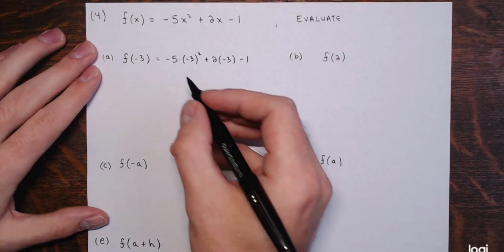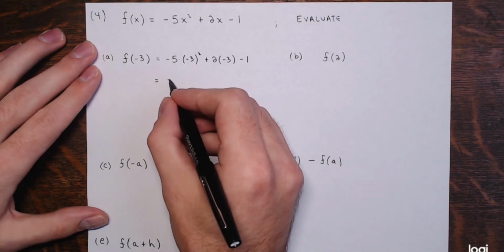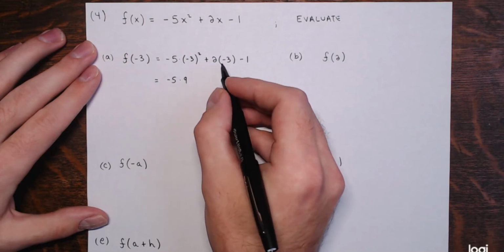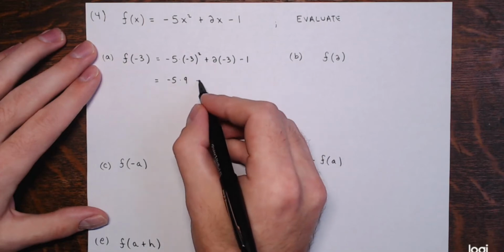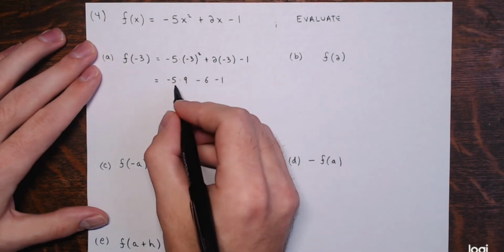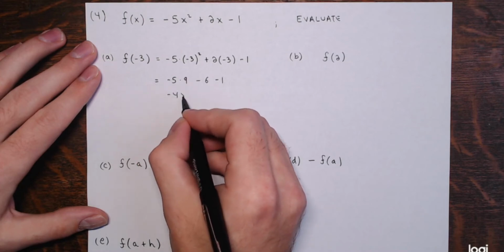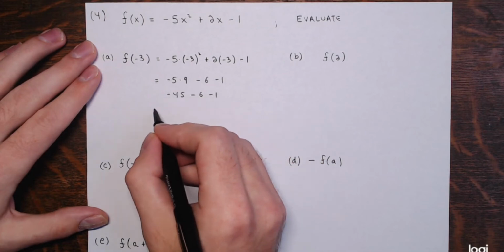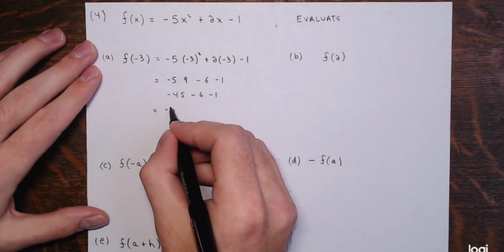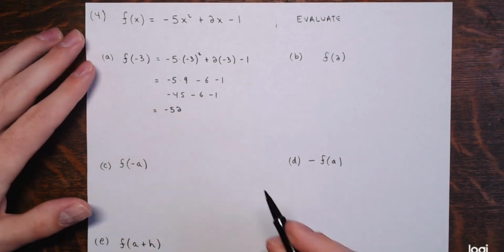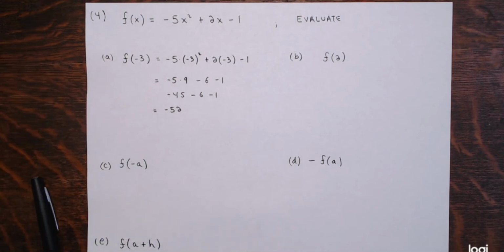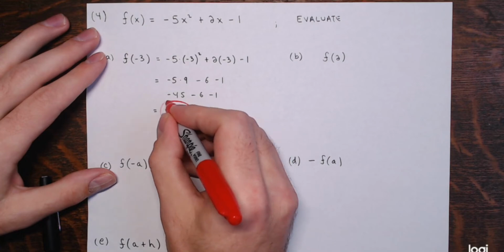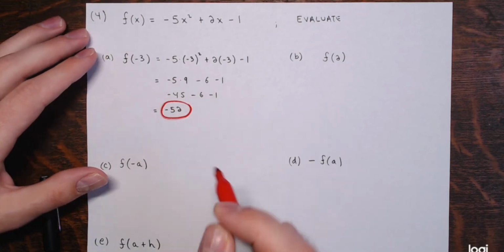And then we simplify, right? This is -5 times 9. Remember, you do powers first. -3 squared is +9. Then you start multiplying. 2 times -3 is -6, then -1. Then this is -45 minus 6 minus 1. That's -52. Right? -52, and that's it. That's all they want. Plug in your input and simplify.